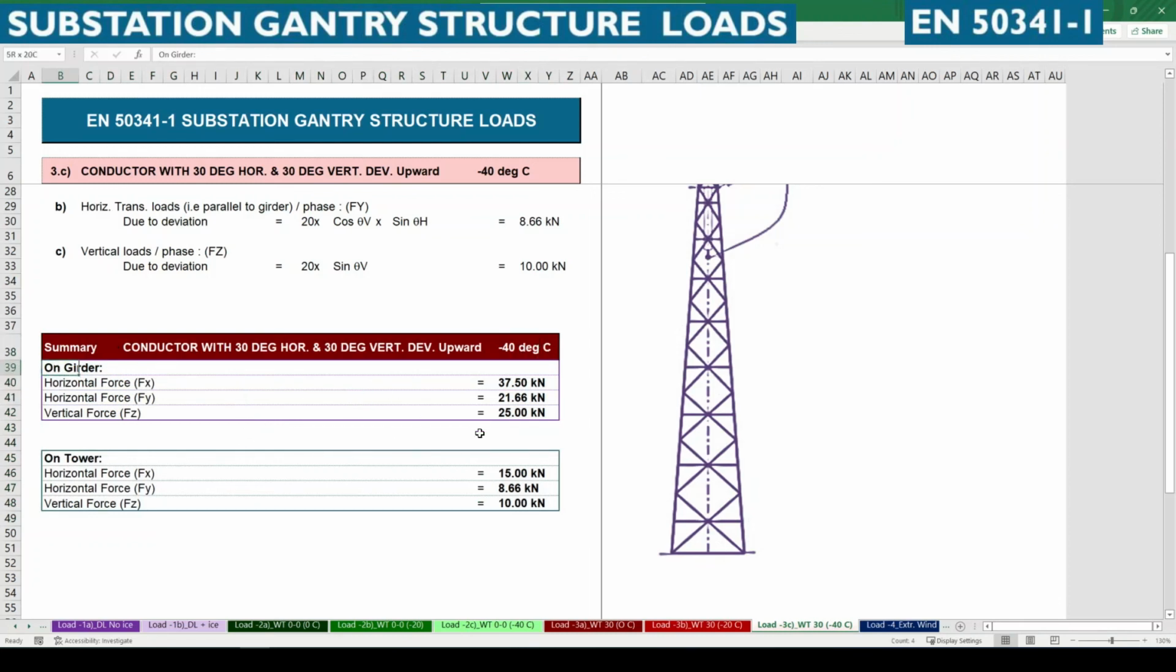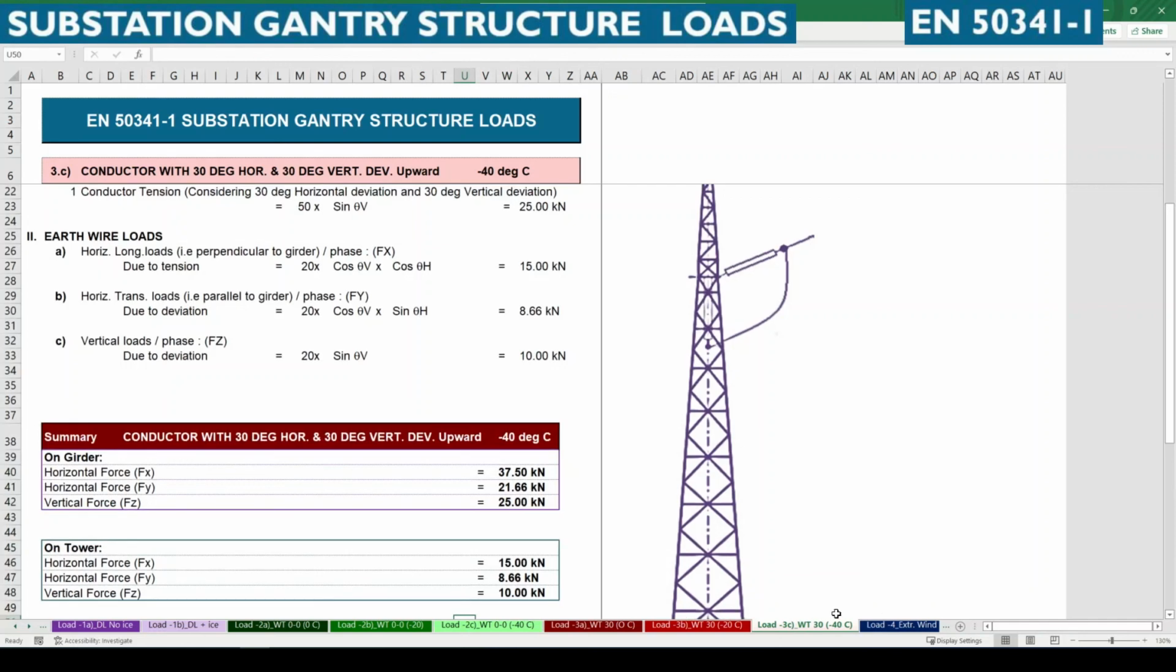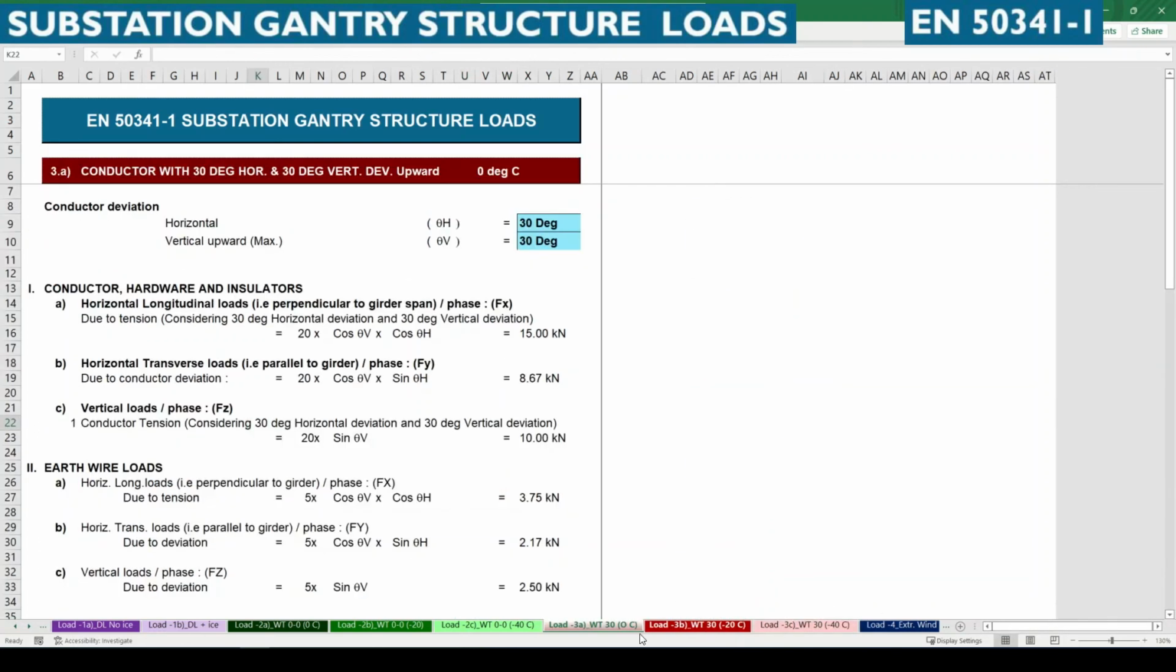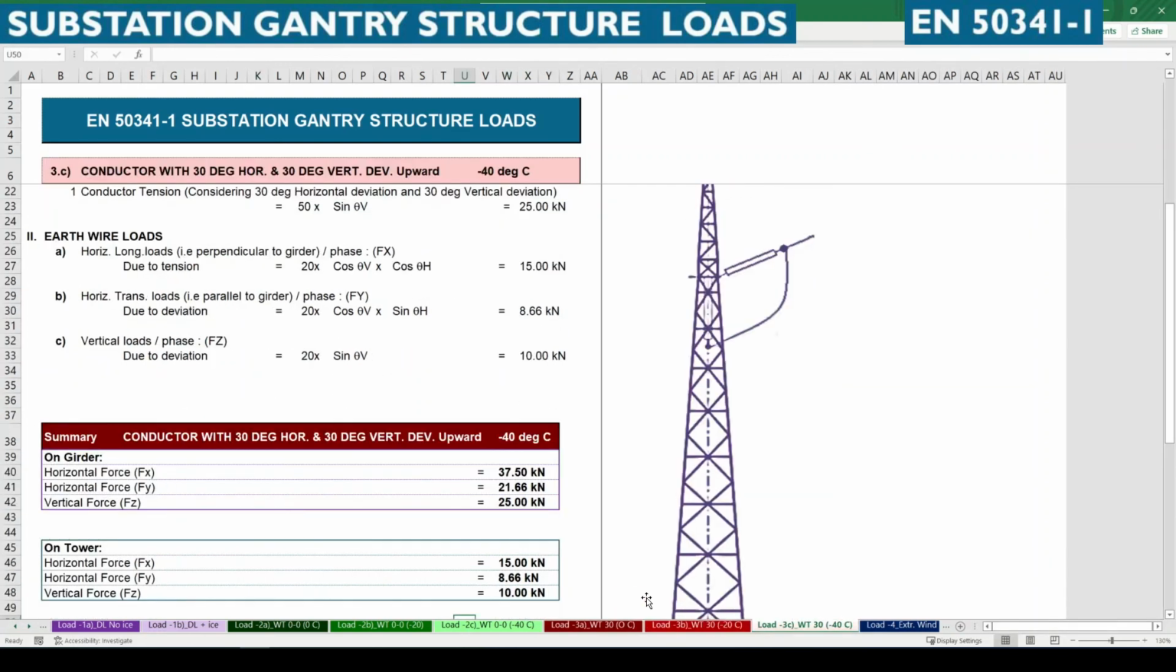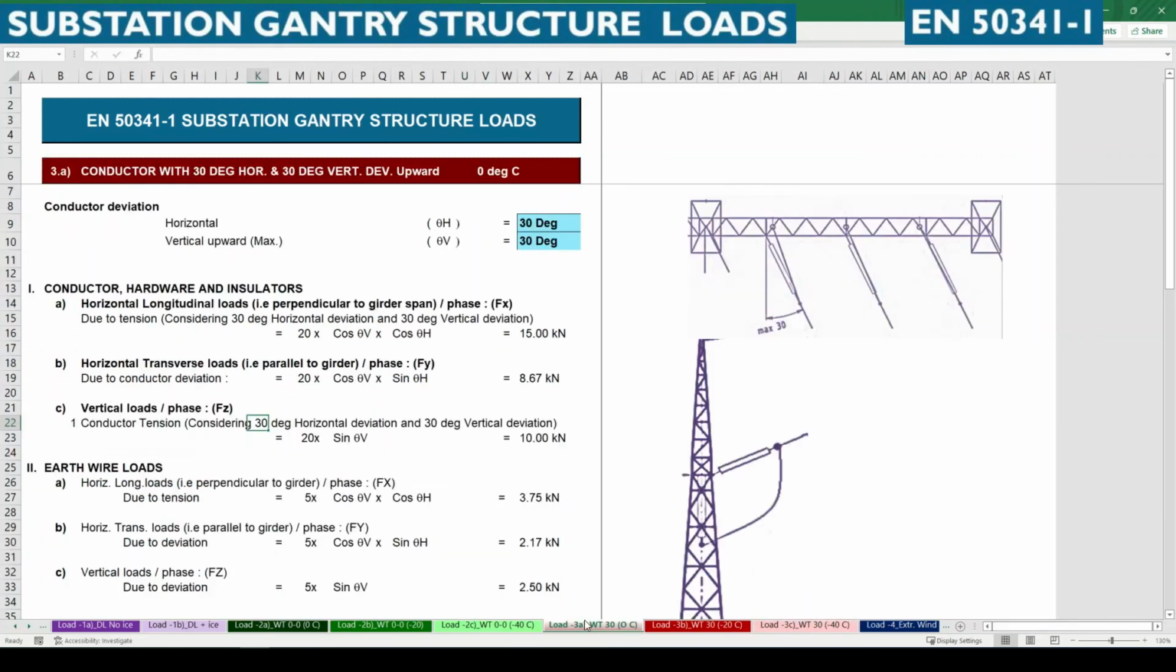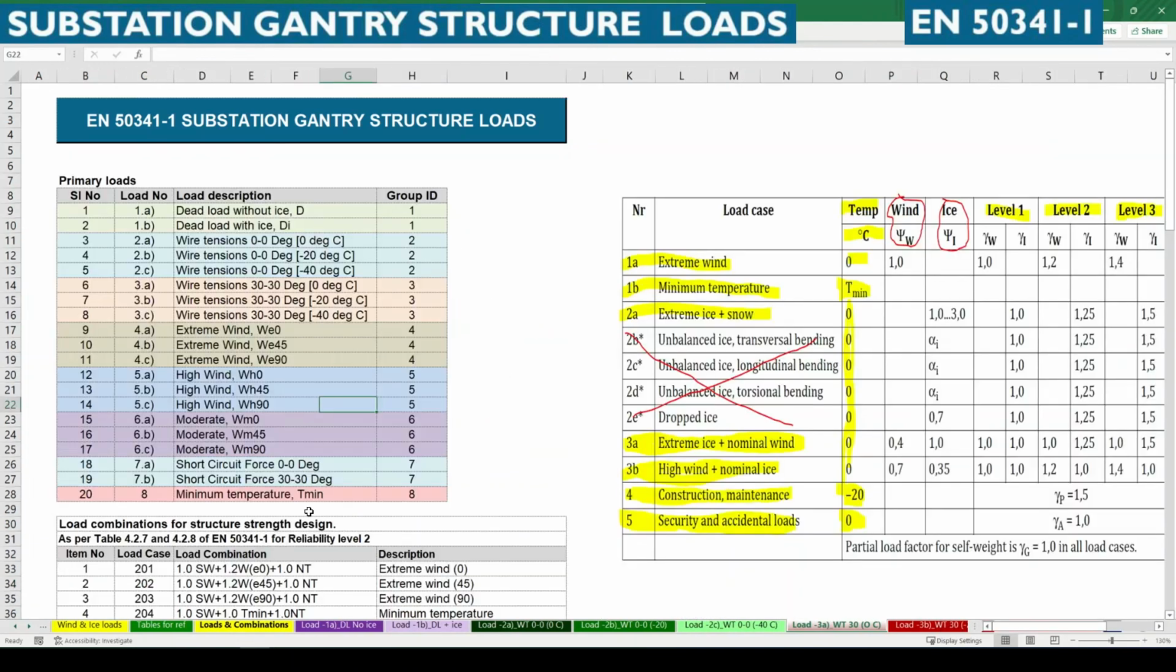Under this deviation, these are the girder and tower forces. For Fx it is 37.5, Fy 21.66, and Fz vertical is 25. Similarly, for the tower it is 15, 8.66 and 10. So these are the three divisions of load classes under load group 3. We have seen up to 3C now.